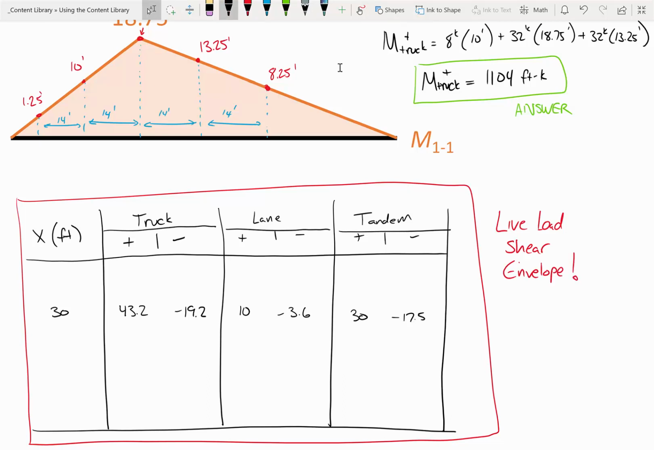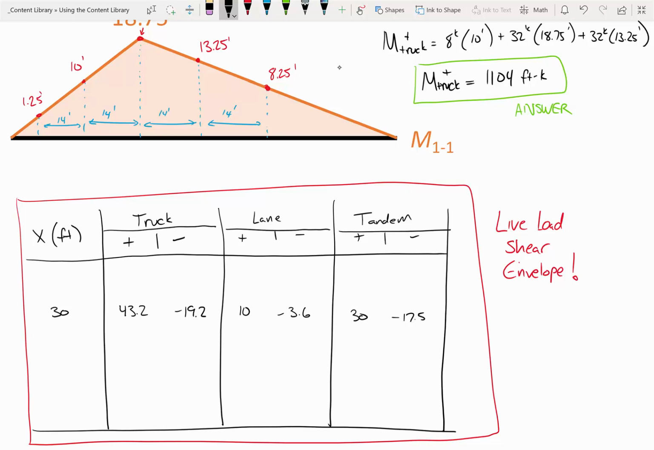Okay, and so let's just sort of digest what I have here in the table. So I picked a point on the beam. So we said, 30 foot from that support, and 30 foot from that support, I have a positive and negative shear for the truck. I have a positive and negative shear for the lane. I have a positive and negative shear for the tandem. And that's good for that one point.